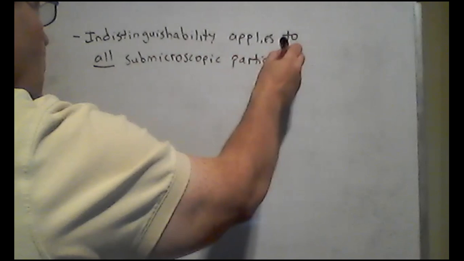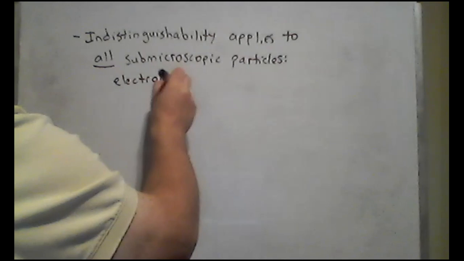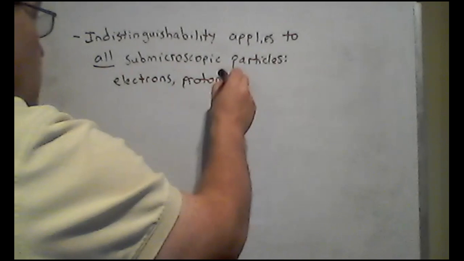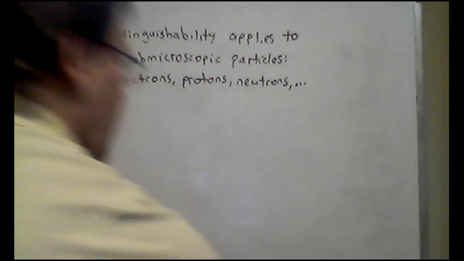Not just electrons, but protons, neutrons, etc. They're all identical. They're all indistinguishable. I cannot put a marker on one and follow it around. If I could do that, the statistics would be different. I cannot do that.